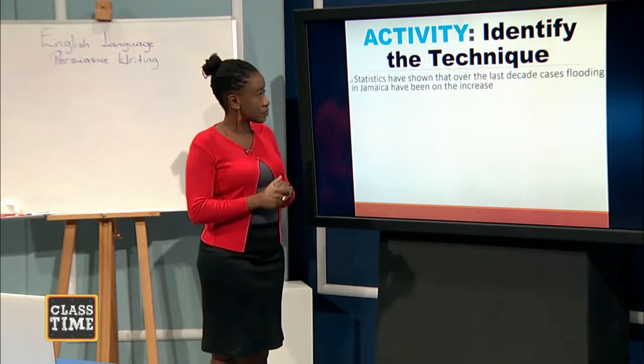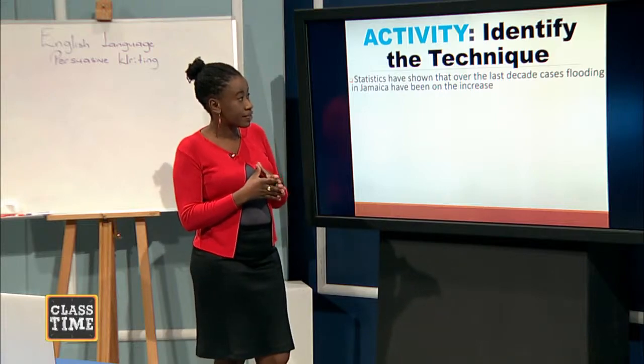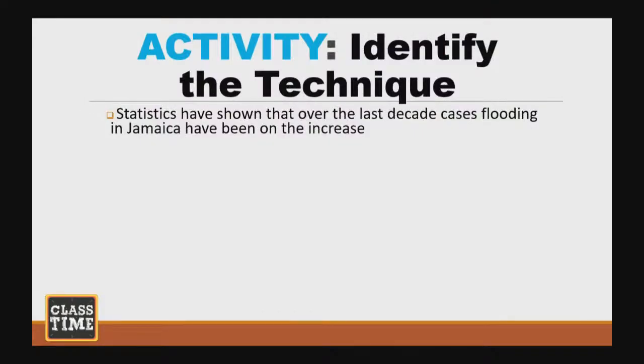All right, first one. Statistics have shown that over the last decade, cases of flooding in Jamaica have been on the increase. What device or technique is being used here? The use of evidence. And what is the evidential material here? The use of statistics. Very good.